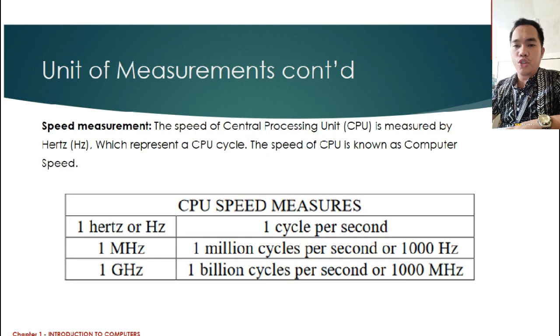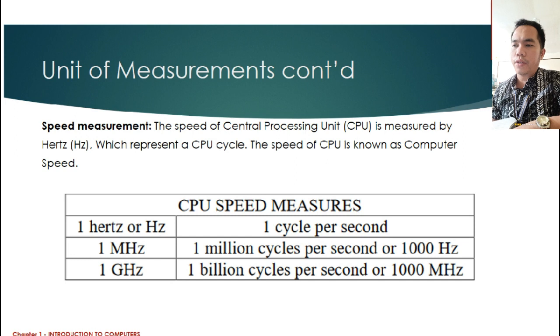Unit of measurement when it comes to speed of our processor. So, bigyan ko lang kayo ng background when it comes to speed of processor. Diba? Na-mention natin sa hardware na si processor is the manager or processes all the computer processes. So, I have mentioned din na dapat malaki yung power ni processor mo for you to process multiple applications at the same time. So, when we say processor, it is measured in hertz or Hz, which represents a CPU cycle. The speed of CPU is known as computer speed, okay?